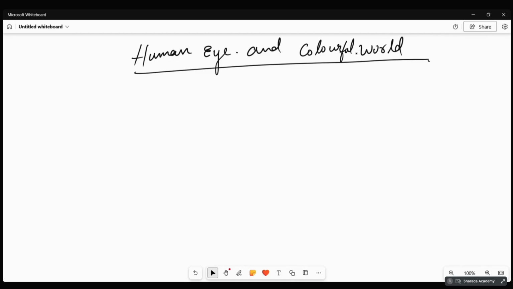Then we have the crystalline lens. What type of lens do we have, whether concave or convex? Convex lens. The crystalline lens that we have inside our eyes is a convex lens.